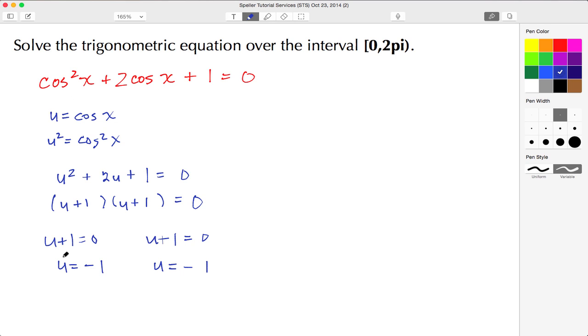So now let's go ahead and switch back. Here we see that u is cosine x, so I have cosine x is equal to -1. And now I'm going to fall back to what I know about the unit circle to help me figure out what my radian measures are for x. So let's do a quick sketch. Let's sketch out the unit circle. What we should remember is that here is 0, pi over 2, pi, 3 pi over 2, and this here is back at 2 pi.